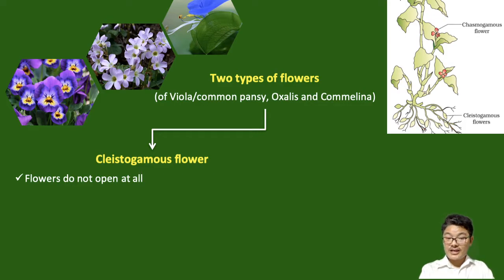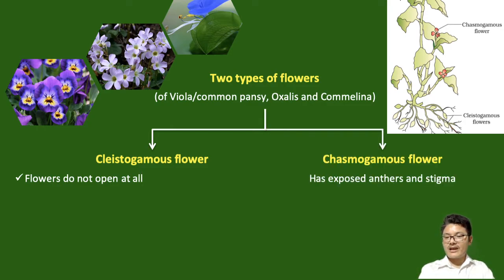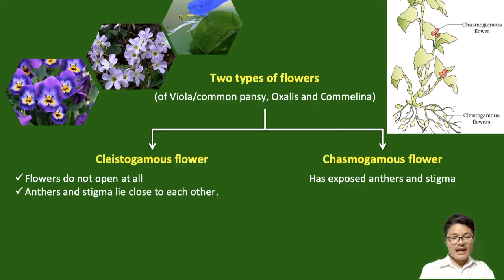On the other hand, there is production of chasmogamous flowers, which are exposed or blossoming flowers. And these blossoming flowers have exposed anther and stigma. Now, in case of cleistogamous flower, as the anther and stigma are not exposed and they are lying very close to each other within the flower bud, there is high chance of occurrence of self-pollination.